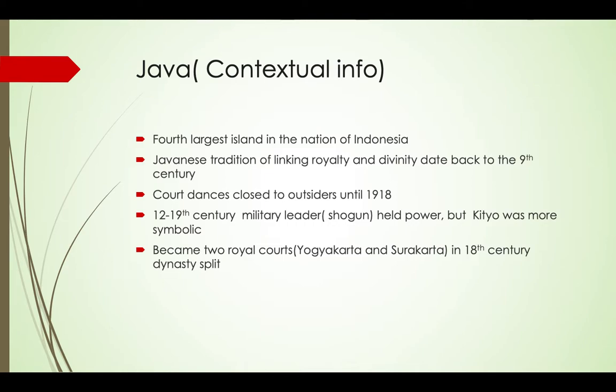So it wasn't until 1918 that people, outsiders, were privy to what was going on to see court dance. In the 12th century through the 19th century, we also see a shift of power, and that shift having military versus religious leaders having military in a space of power.